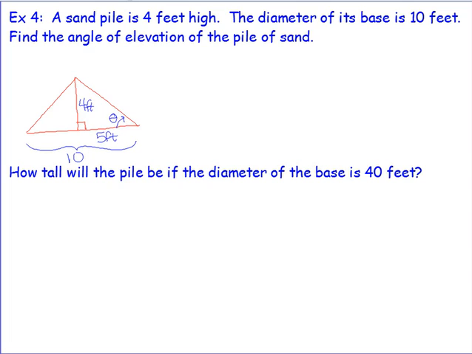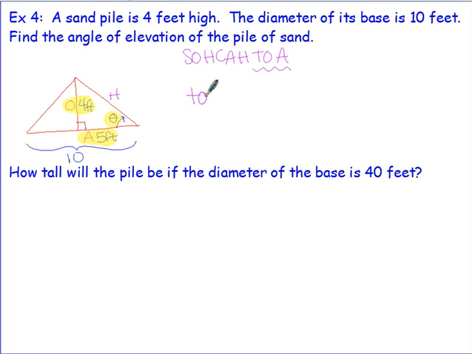So let's take a look at some labels. Well, we already have theta labeled. Across from 90 is H. Across from theta is O. The leftover side is A. So if we think of SOHCAHTOA, we have O and A, and we're trying to find theta. So O and A is tangent.